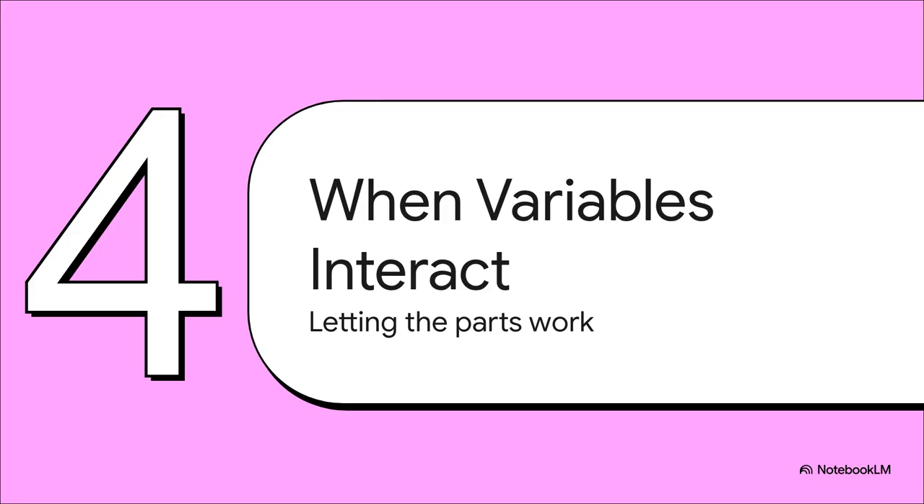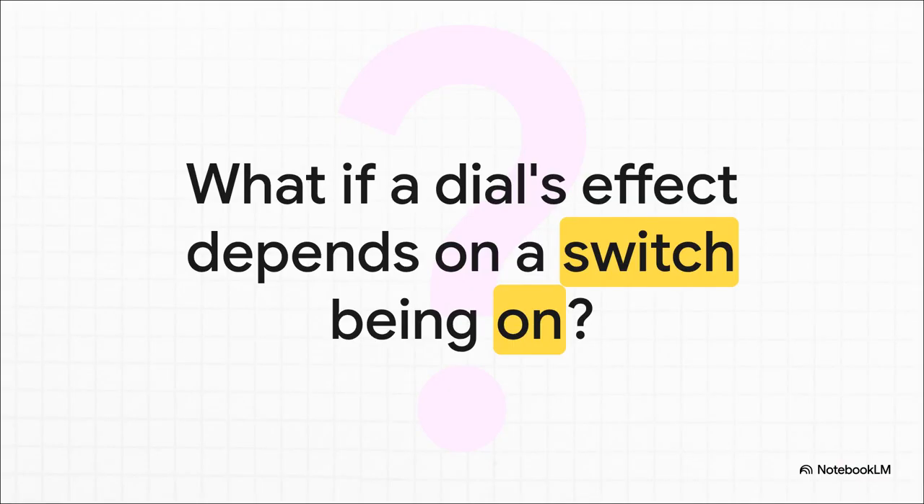But there's a catch. Right now, all those parts are working independently. The next big upgrade is to let them actually influence each other. I mean, think about this for a second. What if an extra bedroom adds, say, $20,000 to a house's price in the countryside, but it adds $100,000 in the city? The effect of the bedroom dial totally depends on whether that city switch is flipped on. That's what we call an interaction, and it happens all the time in the real world.